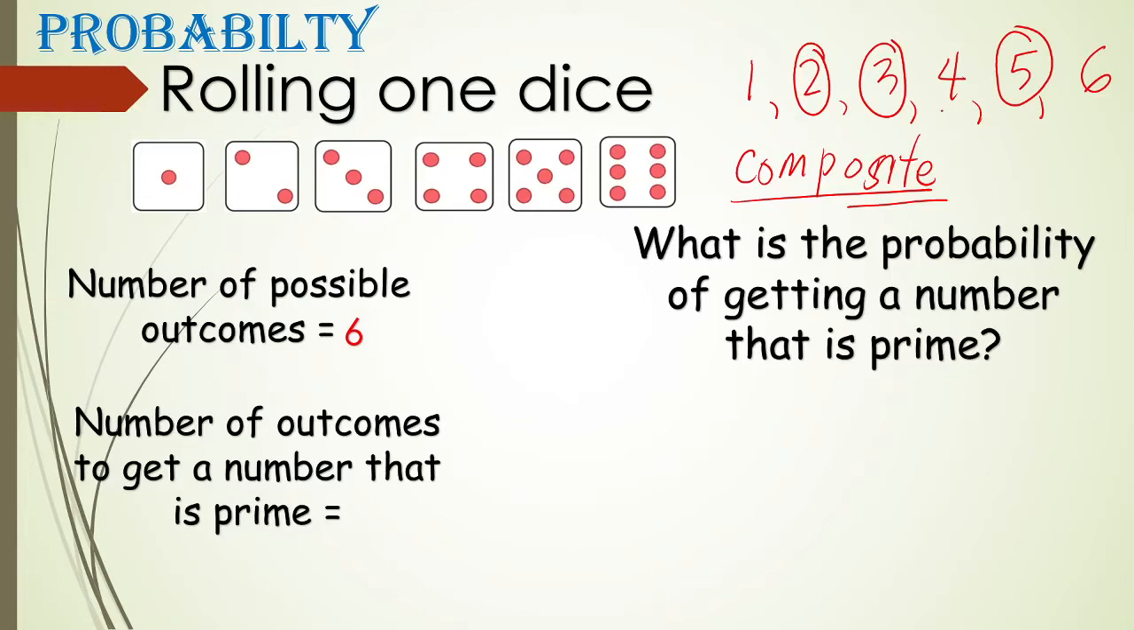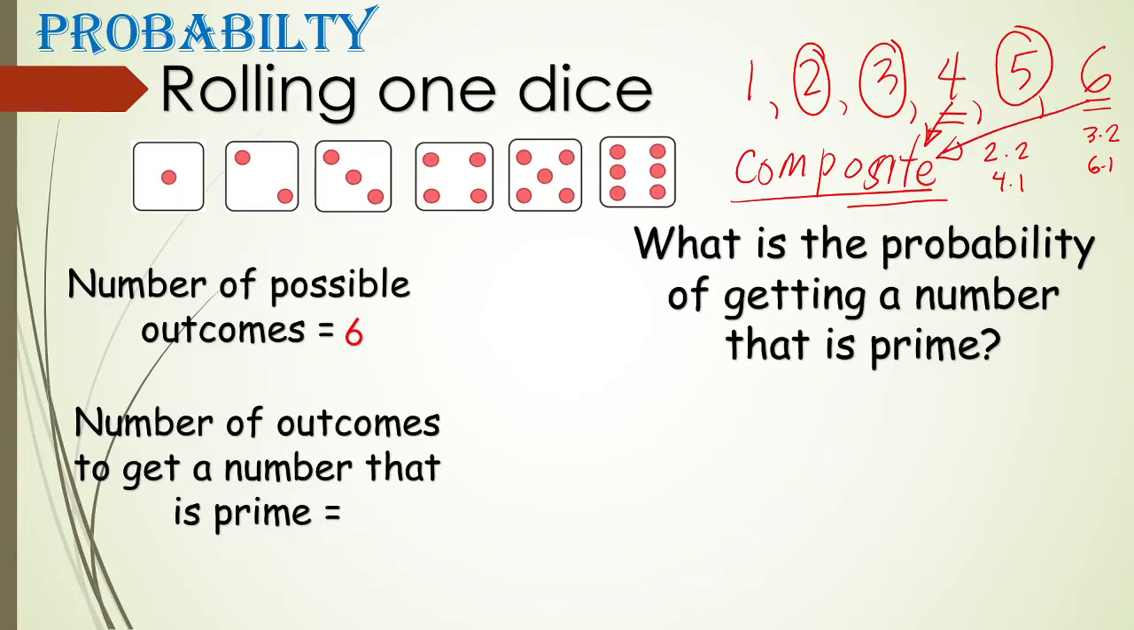Like for example, what are the factors of 4? I can have 2 times 2. I can have 4 times 1. So it has many factors. For 6, I can have 3 times 2. I can have 6 times 1 for 6. That's why these 2 numbers here are composite.